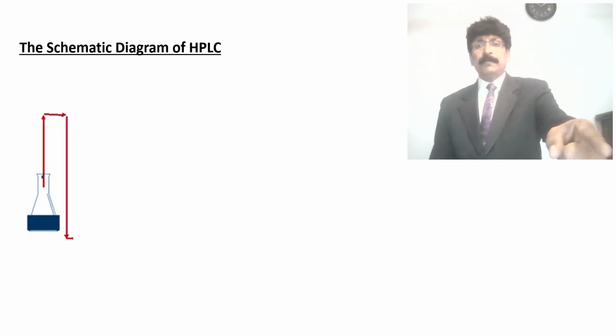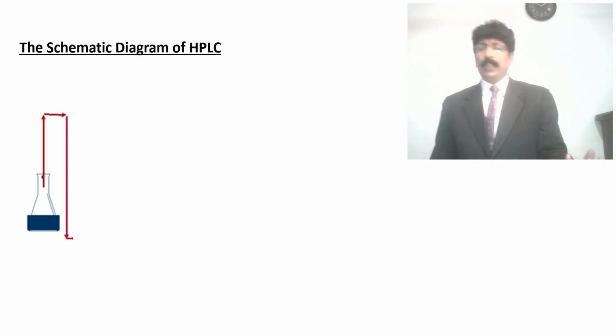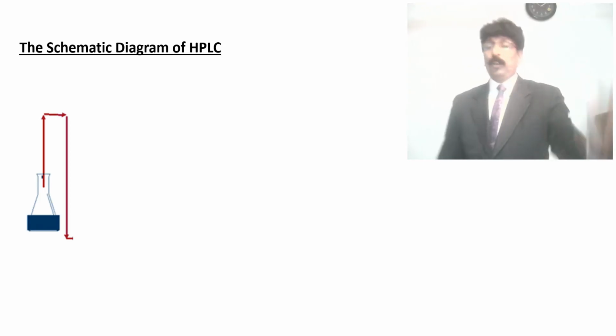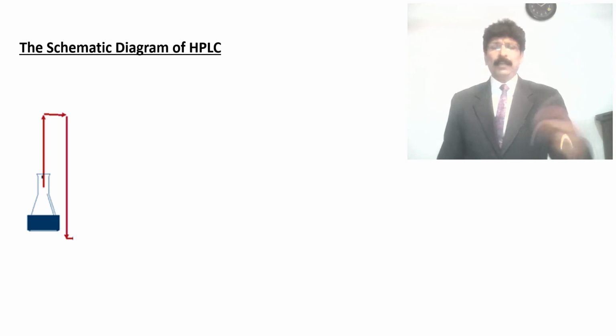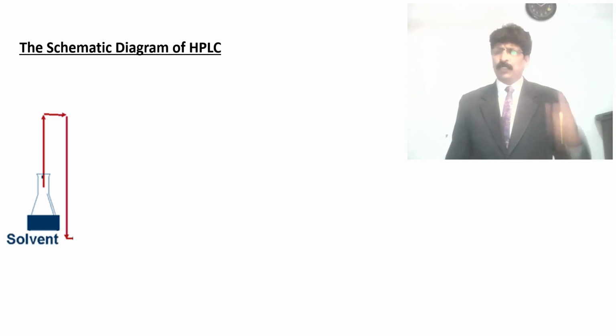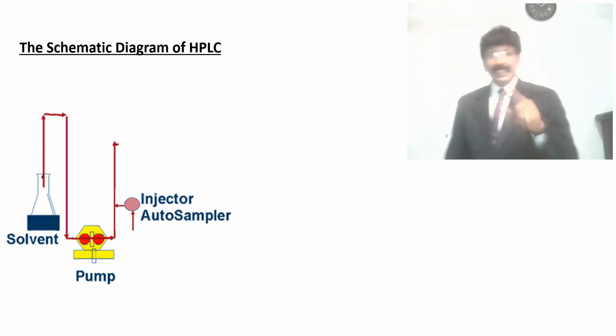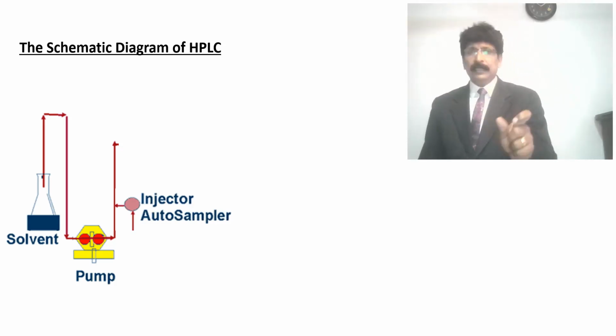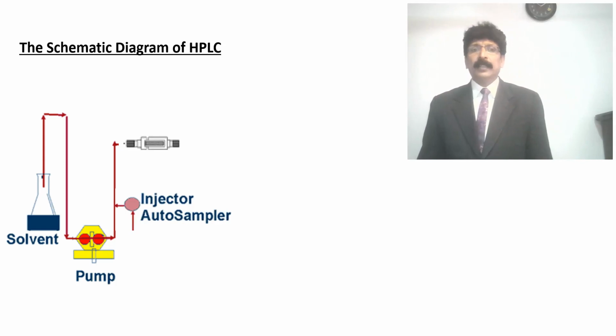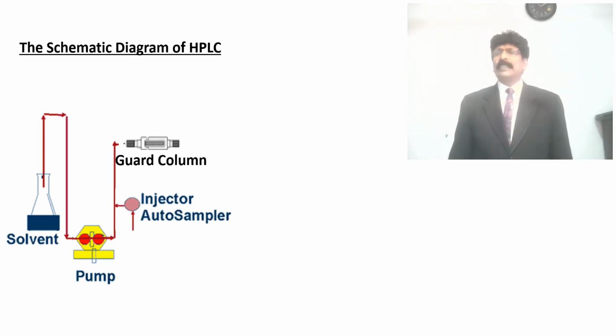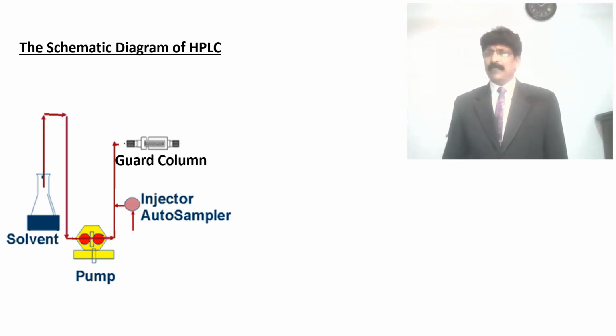I have just shown a conical flask, but it is not really a conical flask. There will be a lot of different apparatus for giving the solvent system, with 1, 2, 3, 4 bottles. But simply, for you, this is the solvent system, the first one. Next one is the pump. Next one is the injector, the auto sampling injector. The sample will be supplied. And next one is the guard column, which acts as a filter and removes the impurities from the sample as well as the mobile solvent.